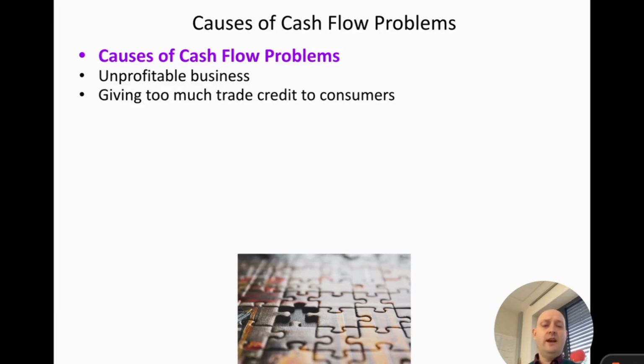Giving too much trade credit to customers, we saw that on the previous slides. If we give too much trade credit to customers, then we're going to have to wait for the cash to come in. In the meantime, we've got to pay our suppliers, we've got to pay our workers, etc. So that's another reason we might get cash flow problems.